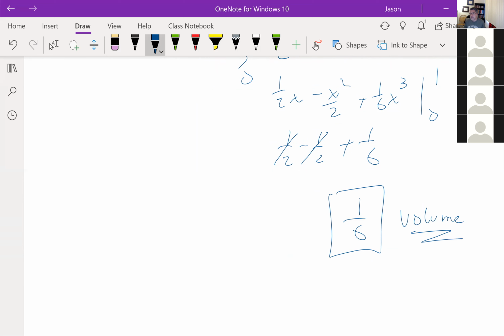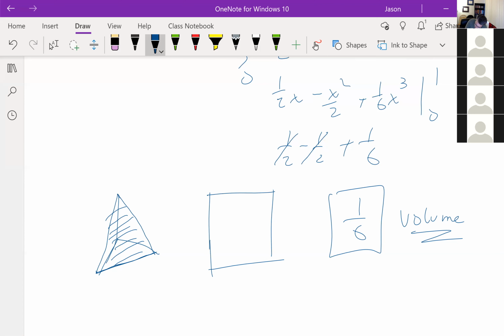So if you have a 1 by 1 by 1 tetrahedron, then what's your volume here? Your volume is 1/6 of a 1 by 1 by 1 cube. Kind of interesting.